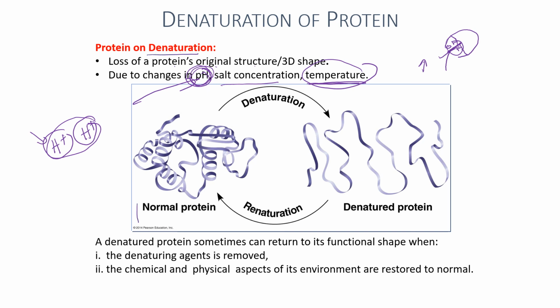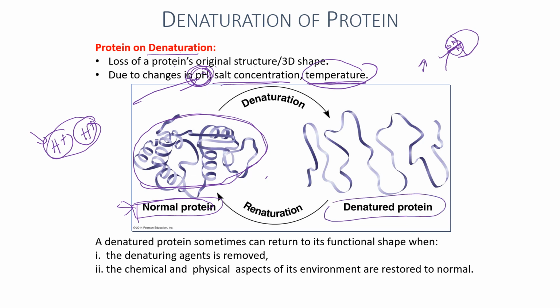So for example, here you have a normal protein that folds into a specific shape. By folding into a specific shape, this protein can function normally as an enzyme or as a hormone, for example. And then if you change the pH, the salt concentration, or the temperature, the bonding between the side chains will be disrupted. The hydrogen bonds, the ionic bonds, the van der Waals interactions will be disrupted, and this causes the protein to denature.